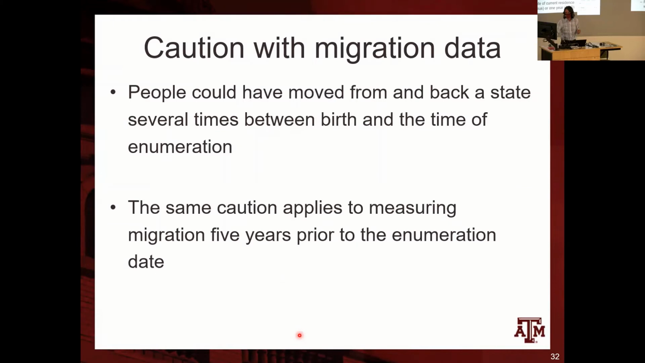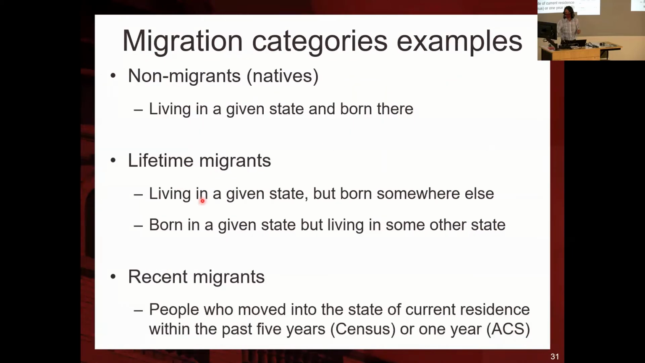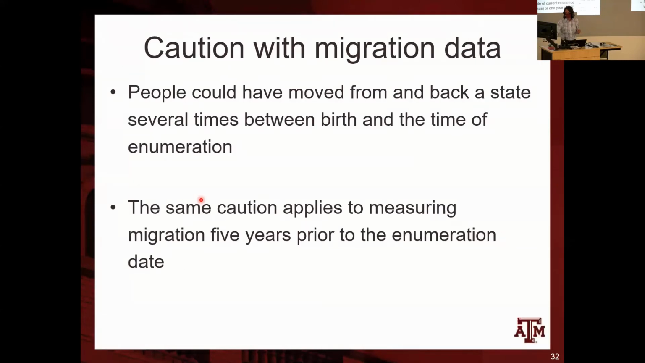We have to be cautious with migration data because people could have moved from and back to a state several times between birth and the time of the enumeration. So this classification of lifetime migrants, we might be losing a lot of movements that people did throughout their lives. The same caution applies to measuring migration 5 years prior to the enumeration date.